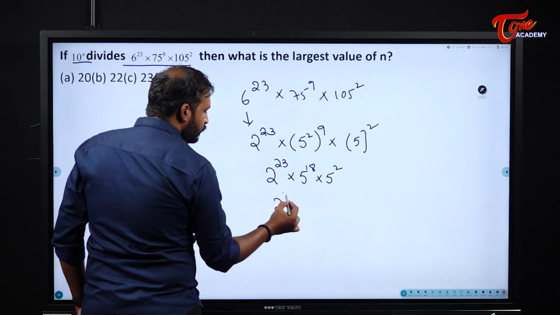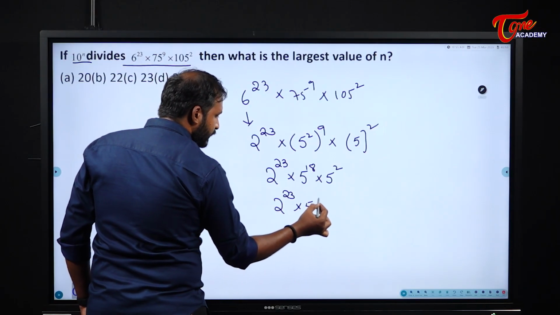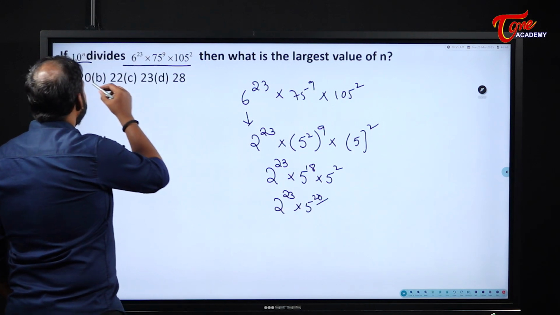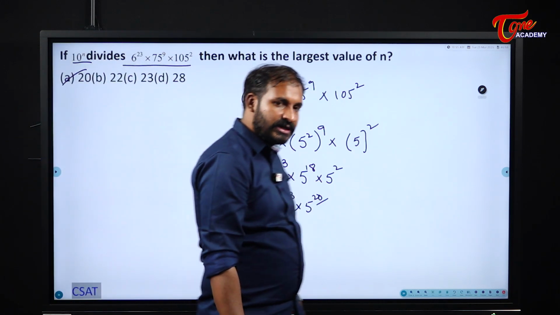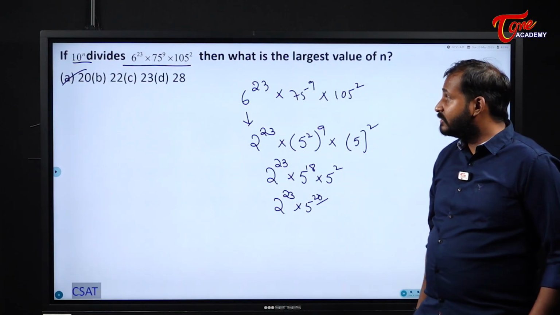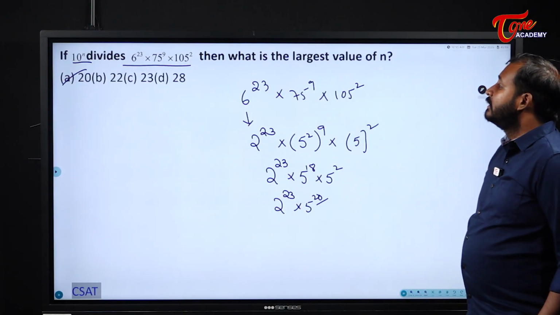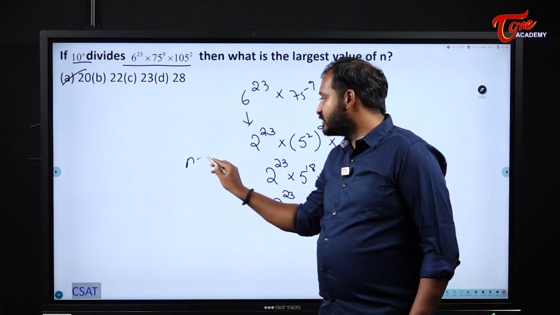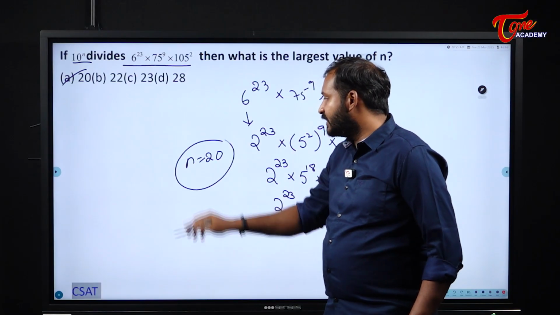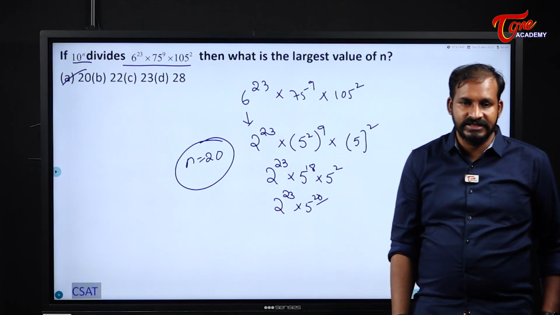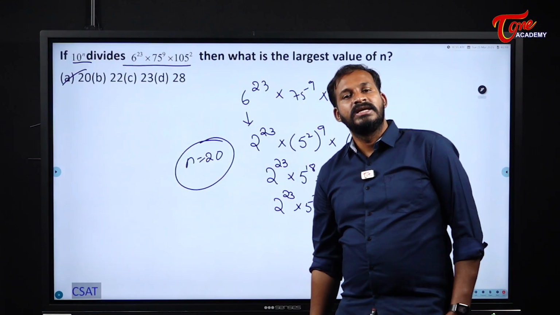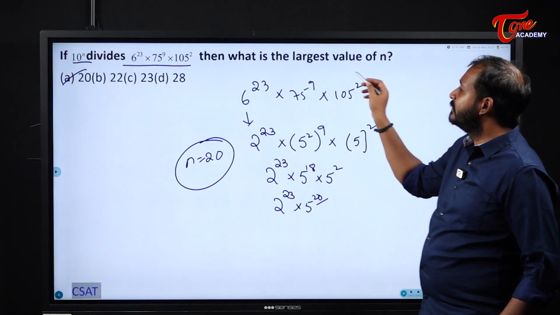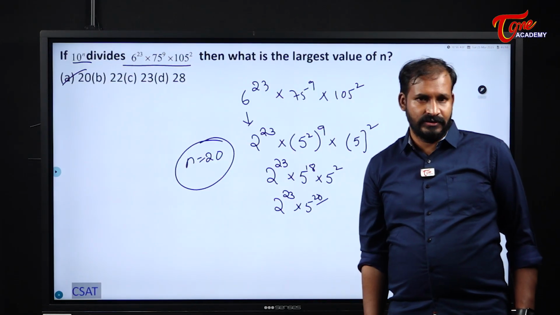So at last what will you get? 2 to the power of 23 into 5 to the power of 20. So what is the minimum power we have here? 20. So our answer becomes 20. Understood? In this way we will find the n value. So the highest value of n we can take here is 20, so that the 20 zeros in the denominator and the numerator's 20 zeros get cancelled and we get the remainder as 0. Exactly divisible means the remainder should be 0.